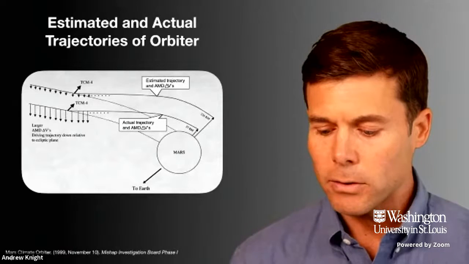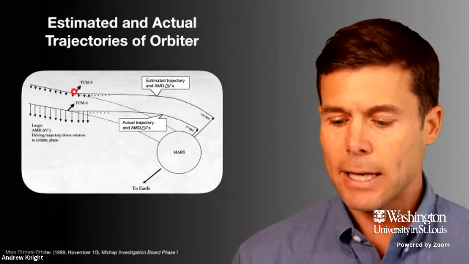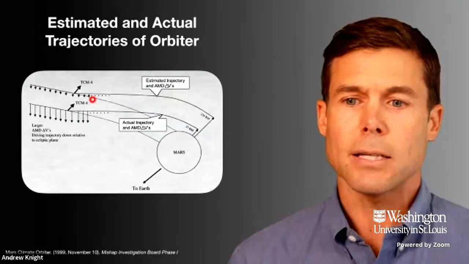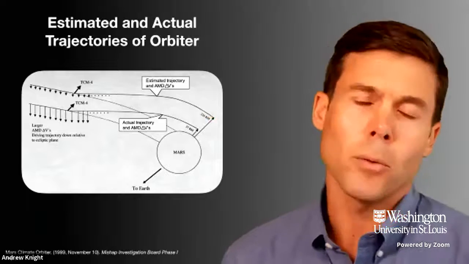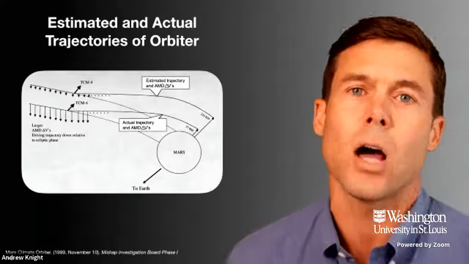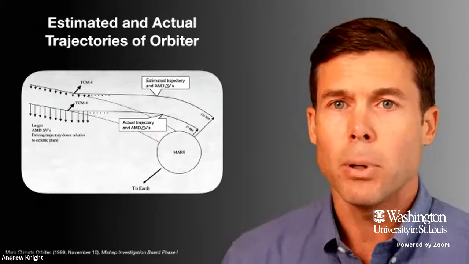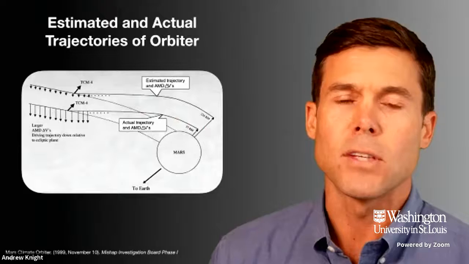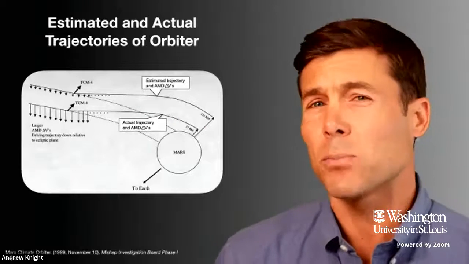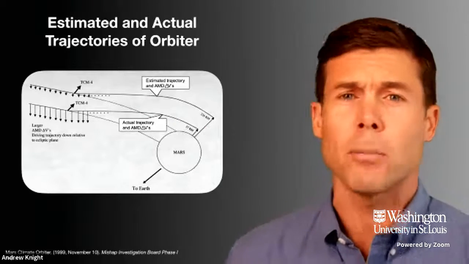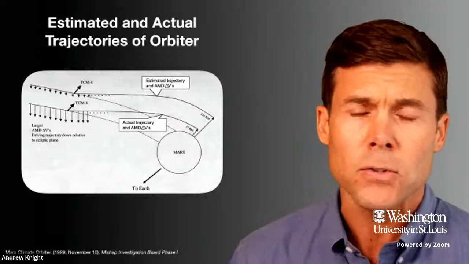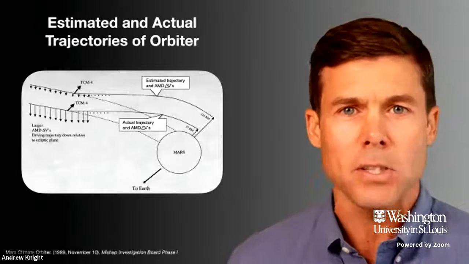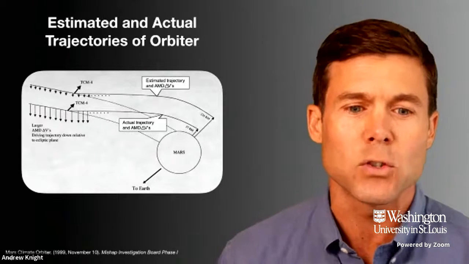What they found in their investigation is that they had expected the trajectory of this orbiter to enter Mars orbit at about 226 kilometers above the surface. But in their post-mortem, what they discovered is that the actual trajectory of the spacecraft indicated that it was probably only 56 kilometers above the surface of Mars. And at that altitude, the spacecraft either was destroyed in the Martian atmosphere or it skipped off into space.